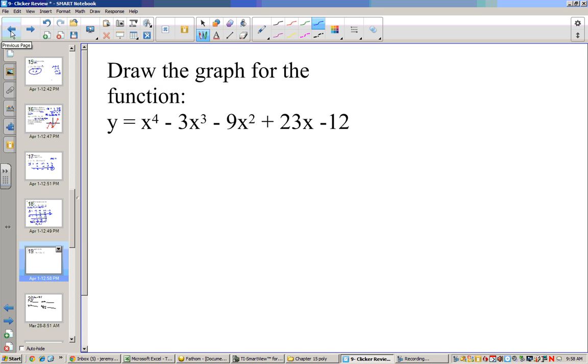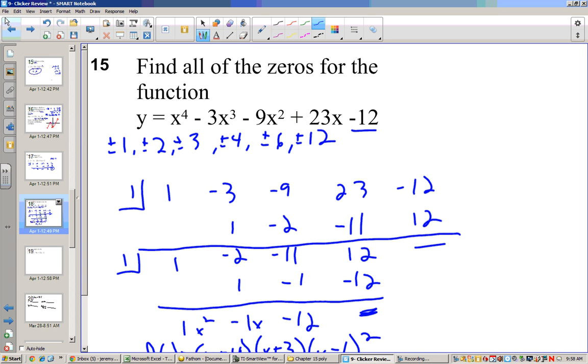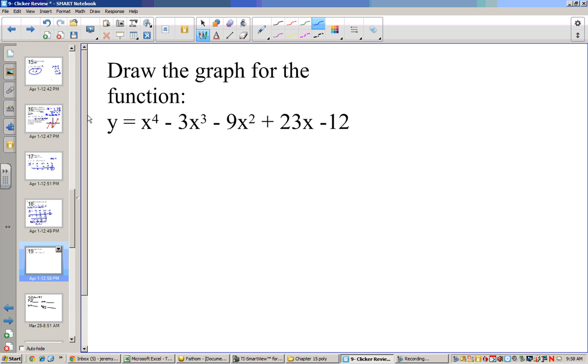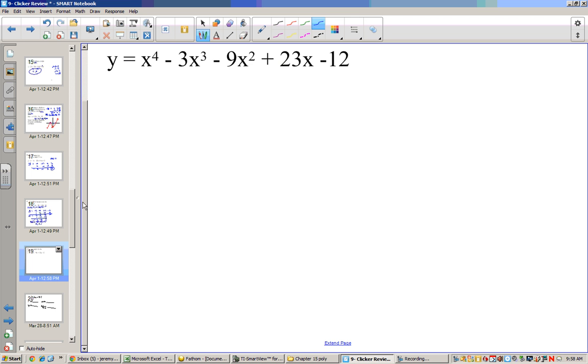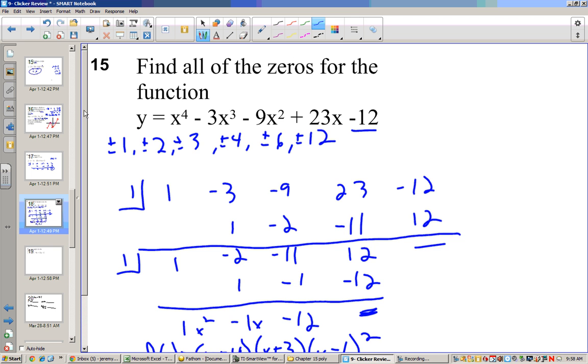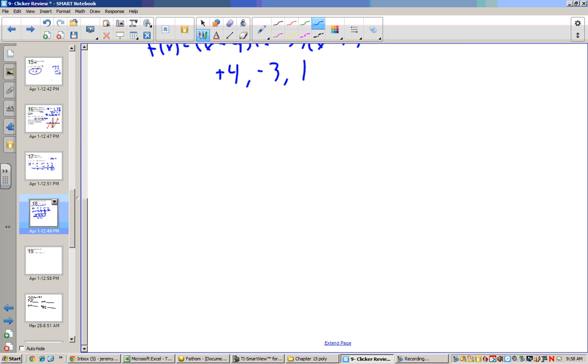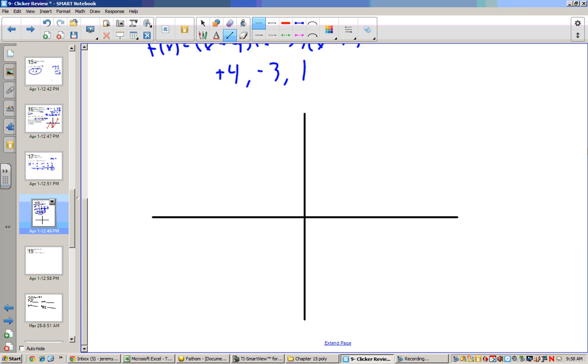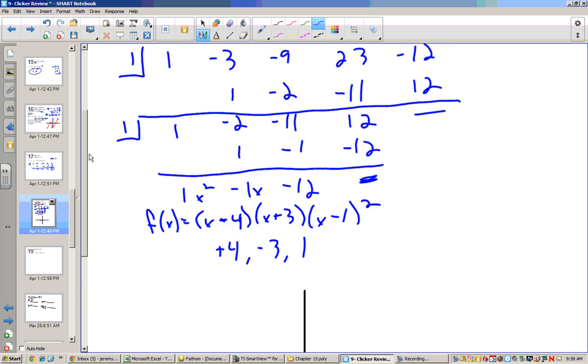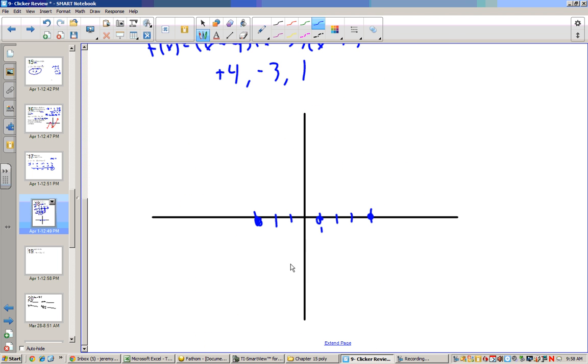All right, so let's draw the graph for that function. So pause the video for a second. I'm going to actually go back to the previous page to draw the graph. We have zeros at 1, 4, and -3. Our y-intercept is at -12.